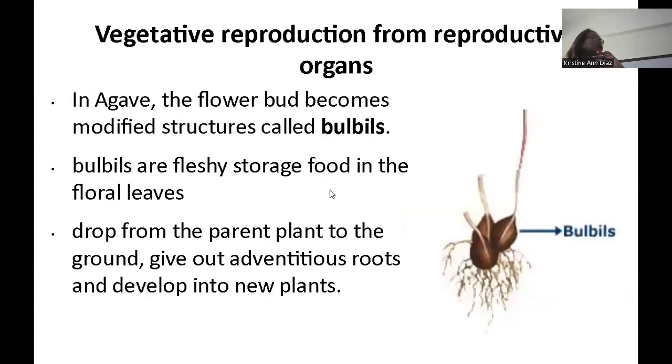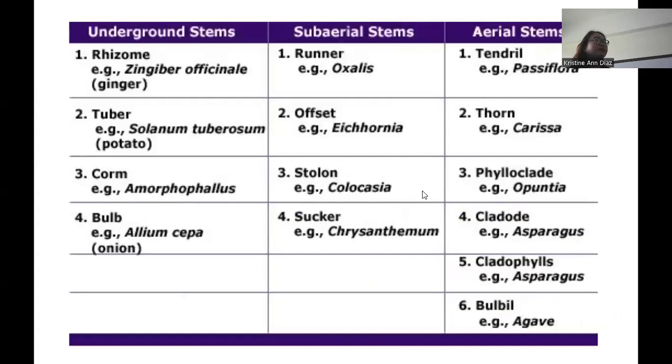Or using reproductive organs, in agave, these are the bulbils. For rhizome, we have ginger. Those are underground stems. Rhizome for ginger, tuber for potato, corm for amorphophallus, and bulb for onion. But sub-aerial stems, naman, runner for oxalis, offset for quinoa, and stolon for colocasia, and sucker for chrysanthemum.